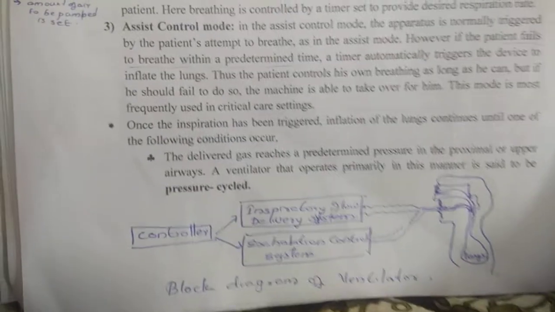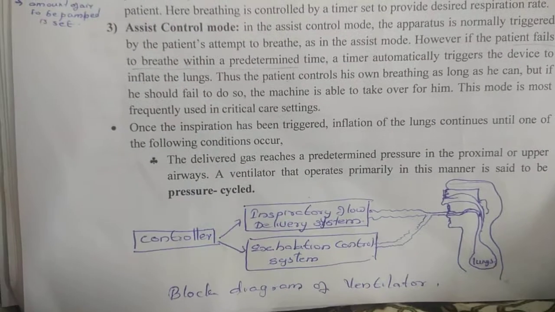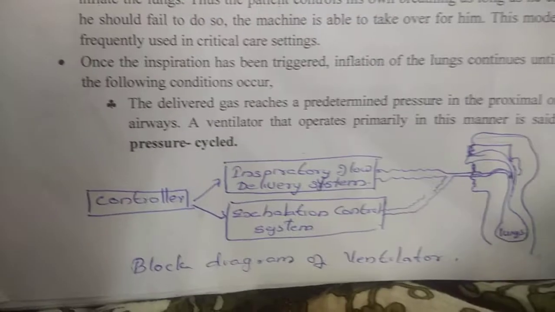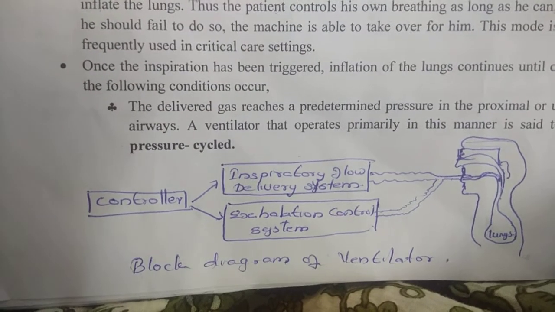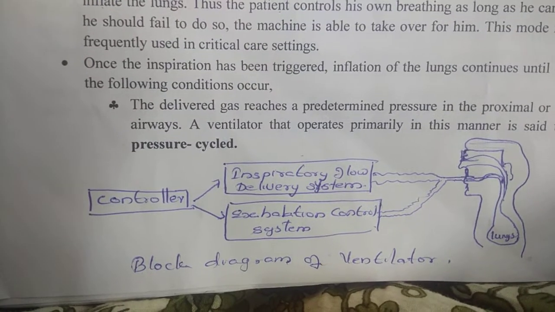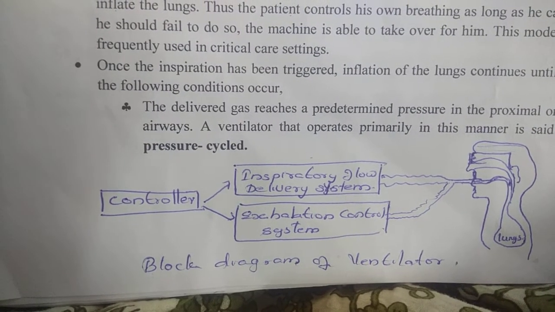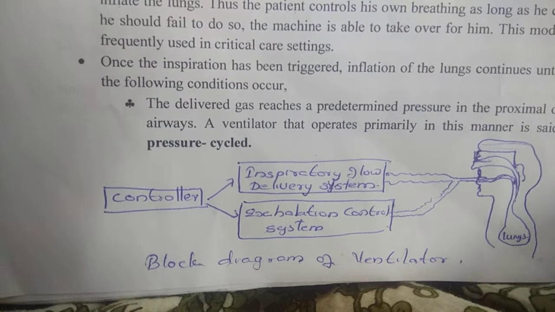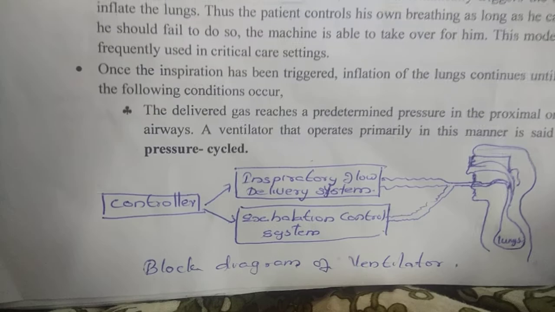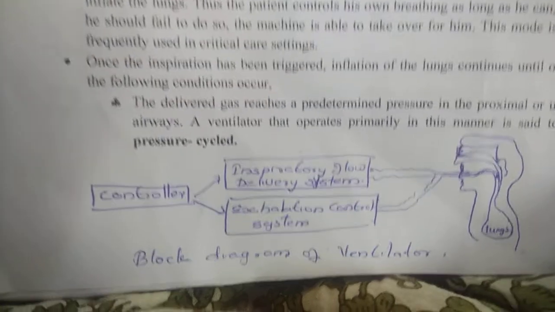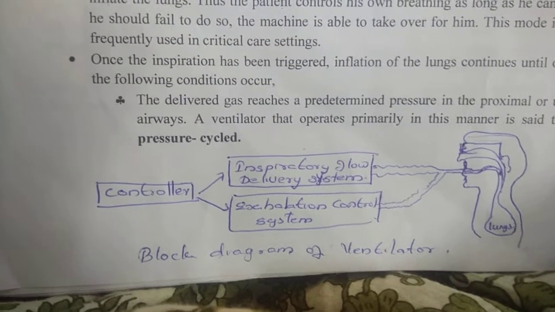Now let's see the diagram. In this diagram, we can see that the inspiratory flow is delivered to the patient system, and an exhalation control system is also connected to the system. This is controlled by a device, and this is the block diagram of a ventilator.